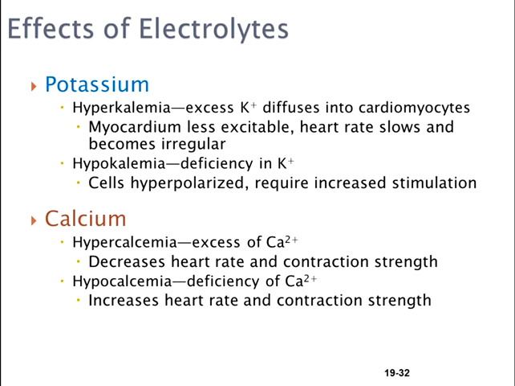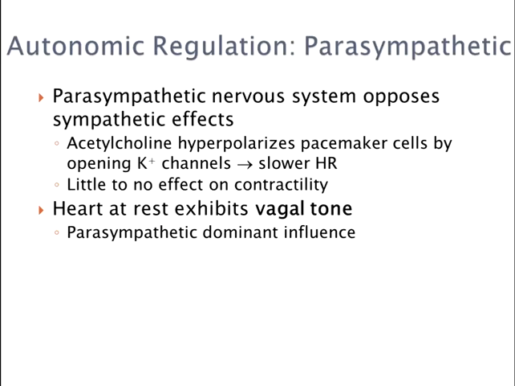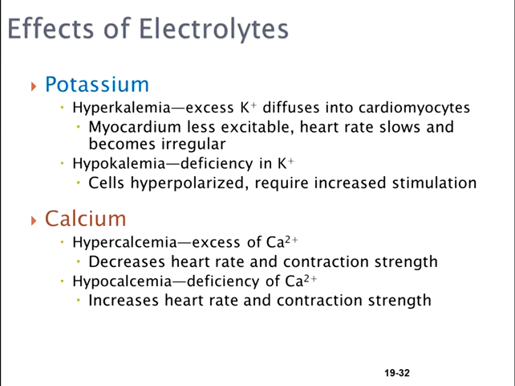Now, when I mentioned potassium before, you saw how we're opening potassium channels. That's normal potassium amounts. But sometimes when the kidneys are malfunctioning, we actually get problems with the electrolyte balance, and hyperkalemia and hypokalemia can have a negative impact on heart function, which is why we're talking about it here. So the myocardium is less excitable, the heart rate slows and becomes irregular. So hyperkalemia might increase the likelihood of developing bradycardia and also arrhythmia.